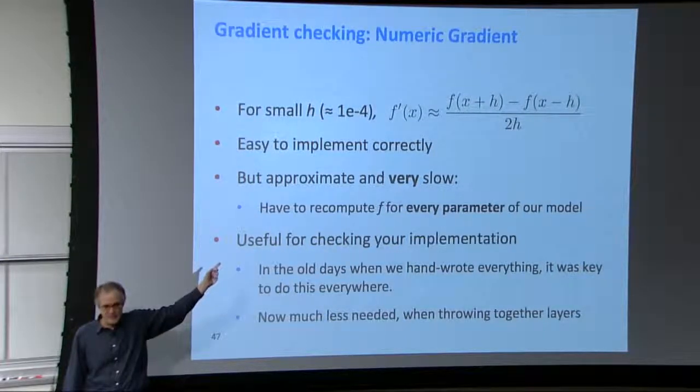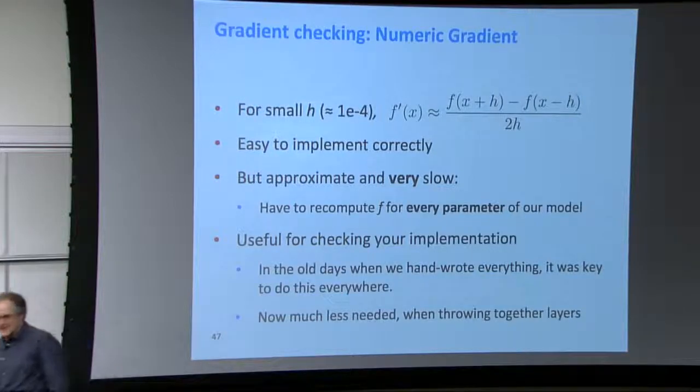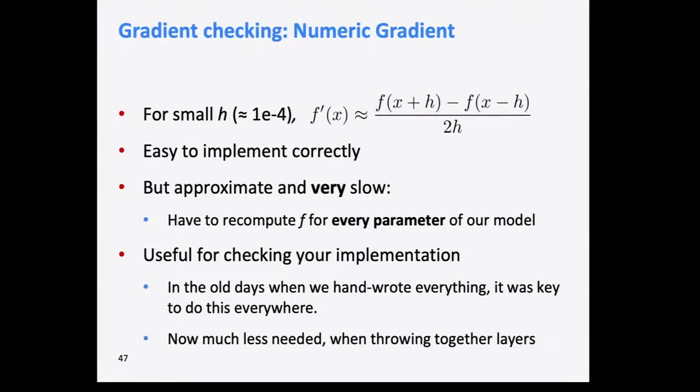It turns out that if you actually want to do this, two-sided is asymptotically hugely better, so you're always better off doing two-sided gradient checks rather than one-sided gradient checks. Since it's hard to implement this wrong, this is a good way to check that your gradients are correct if you've defined them yourselves.